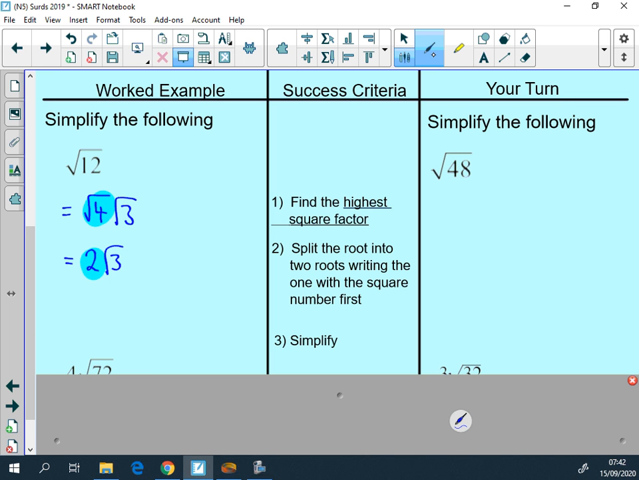Right, next one, root 48. Now this is one for you to try, so pause the video, take as long as you need to try this one. Once you've tried it, then press play to see how you get on.